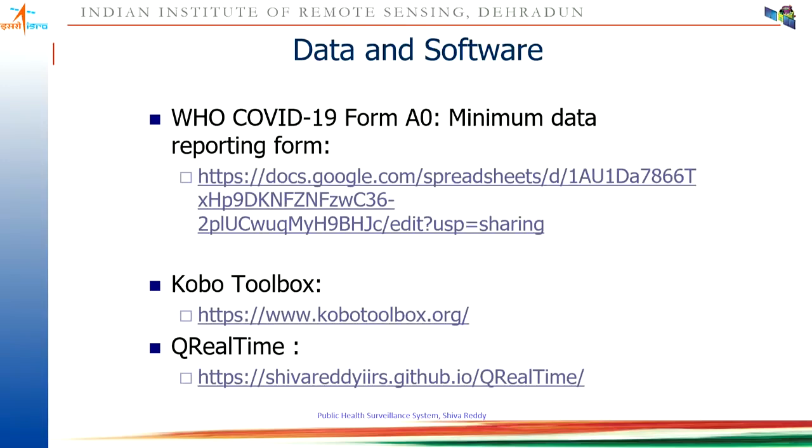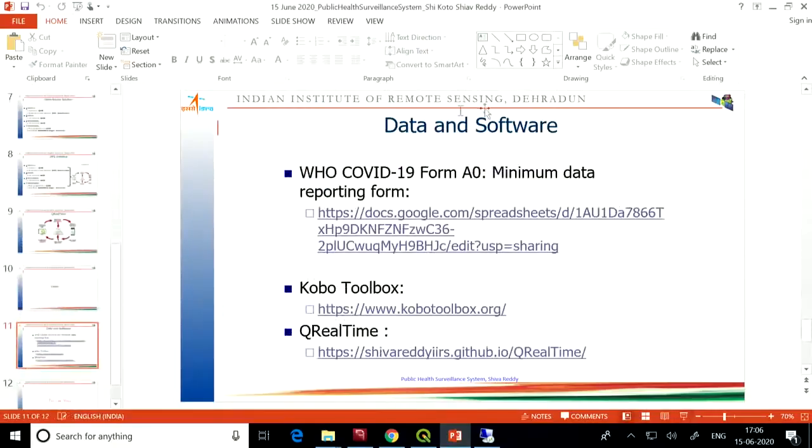And for those who are interested in COVID-19 and other cases, this is the Excel link which I will share. This is the minimum reporting format for WHO for COVID-19. So if you want to collect data on symptoms, what should be the minimum data format? Advanced users interested in COVID can see this form, and I will also demonstrate how this form can be published on your own server so you can collect data. The Kobo Toolbox server link is given, and for QRealTime, this is the home page from where we can get it. So we will now move ahead to the demo part.